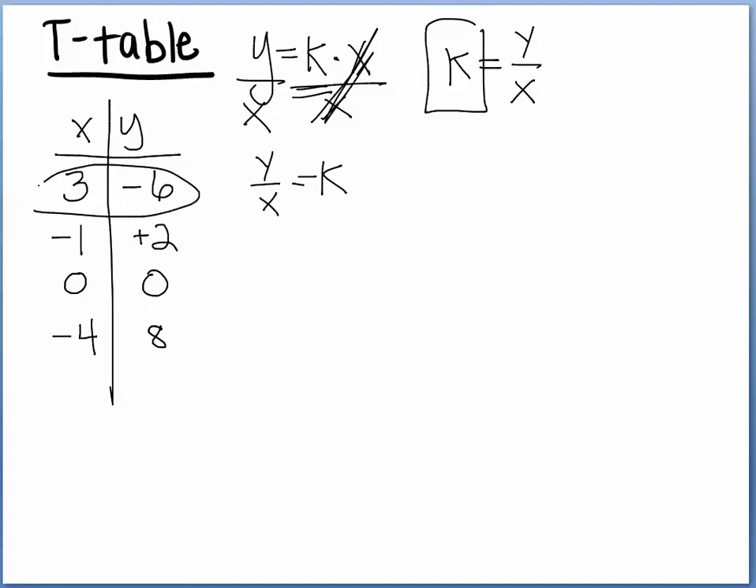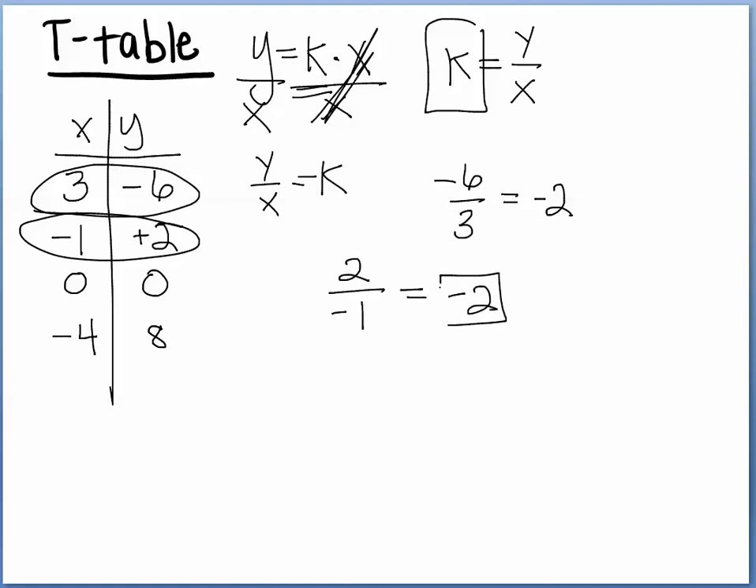So for this one, I can do negative 6 over 3. That gives me negative 2. Okay, and I'm going to do this one. That's 2 over negative 1. That gives me negative 2. Do you see how they get the same answer? I have to check all of them though.